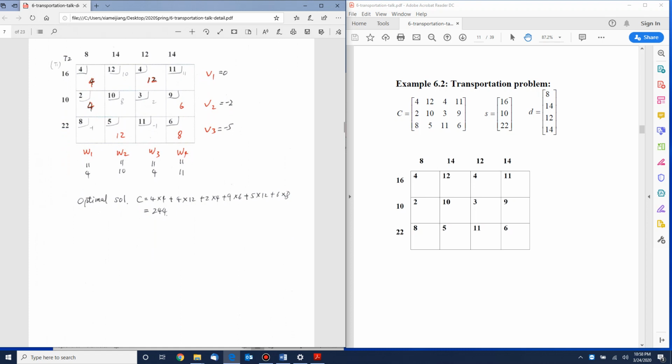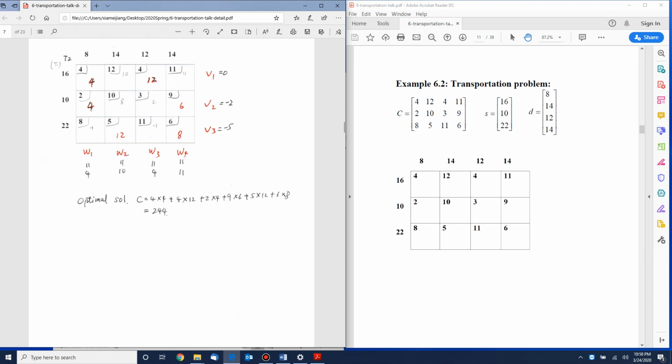That is 10. And then v1 plus w4 is 11. v2 plus w2 is 8, that's in the cell 2 2. And v2 plus w3 in the cell 2 3, that is minus 2 plus 4, that's 2. And v3 plus w1 is minus 1, and v3 plus w3 is minus 1.